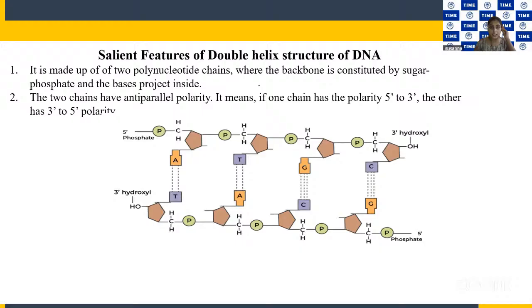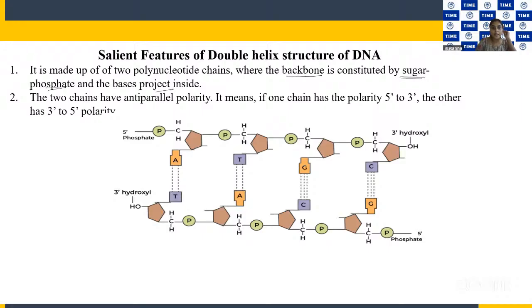This is very important. We have 5 points coming under the salient features of double helix, and you need to learn all of that. More than by hearting, you need to understand and learn what exactly they are telling us. So the first feature is it is made up of two polynucleotide chains where the backbone is constituted by sugar phosphate and bases project inside. We already told about that the backbone is constituted by sugar phosphate, right? It has a sugar phosphate backbone.